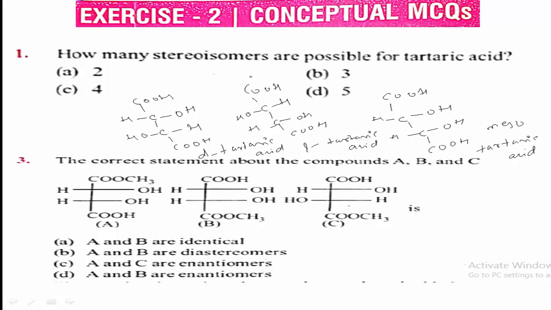Therefore, we know what stereoisomers are: compounds containing the same molecular formula with a different spatial arrangement of atoms. Is there a different spatial arrangement in these structures? Yes. Therefore, the correct answer for this question is option B, which means there are three structures for tartaric acid. Option B is the right answer.